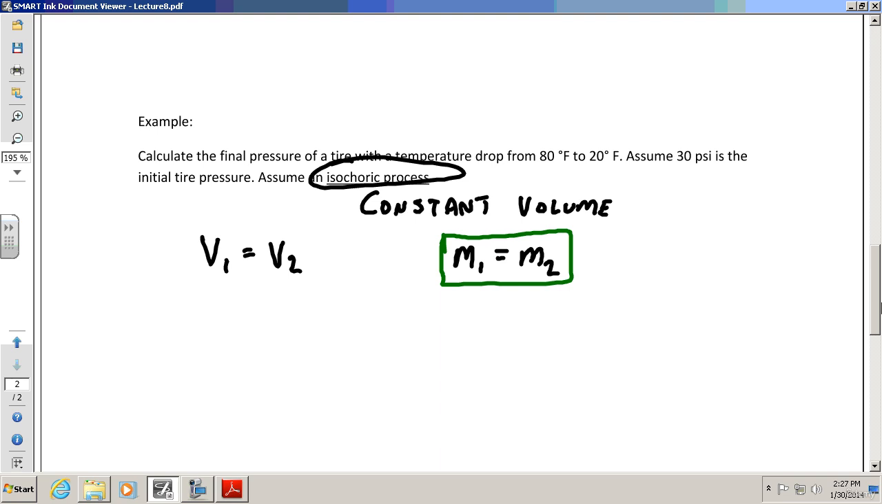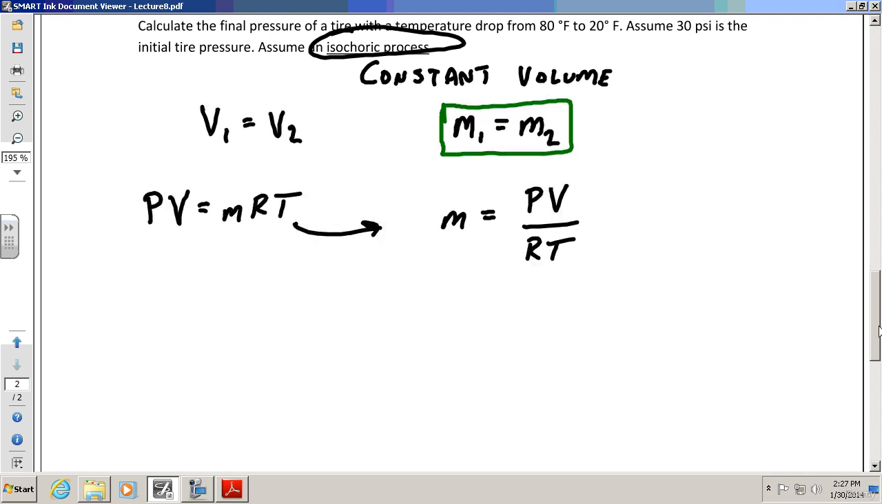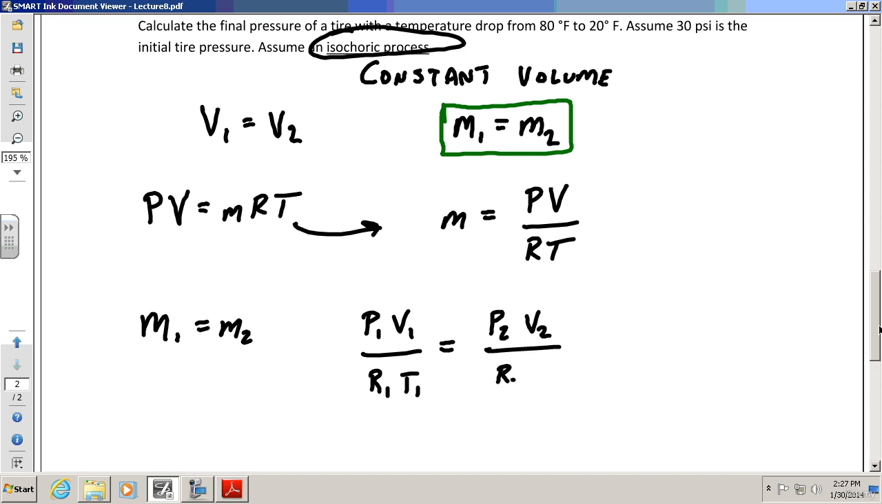All right, now let's recall the ideal gas equation. You've got P times big V equals mRT. That's what I introduced last time, right? And then we'll solve this for M. We can say M is equal to PV over RT. And since we're making the assumption that M1 equals M2, we're basically saying P1 V1 over R1 T1 equals P2 V2 over R2 T2, right?